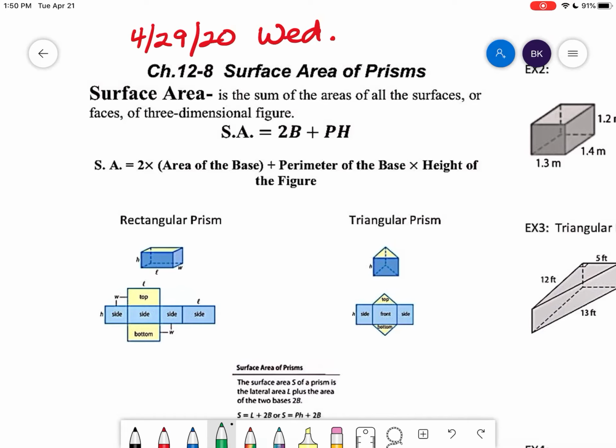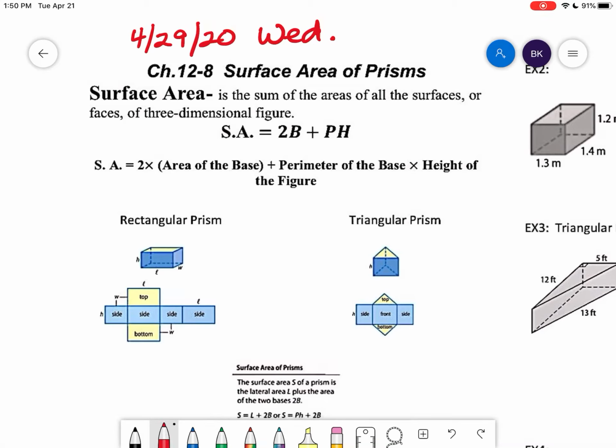So let's get started. In the previous sections, we talked about the volume, and we said that the volume was the space inside of the solid. Well, surface area is the area of the outside of the solid, meaning the area of every single face of the solid. To find the surface area in 6th grade, we used to use nets.